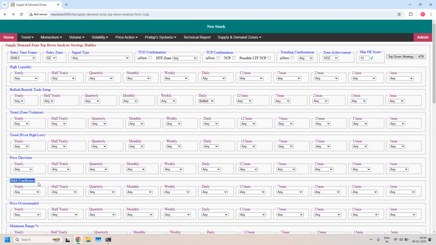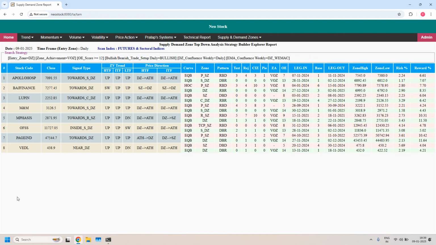So EMA confluence, weekly time frame. I am setting the filter weekly demand zone having weekly EMA confluence, because the daily zone is part of the weekly zone. Let's filter. Now the list has come down to 8 stocks, and these 8 demand zones could be even more high probability trade setup demand zones. This is based on LTF, ITF zone confluence and ITF EMA confluence.